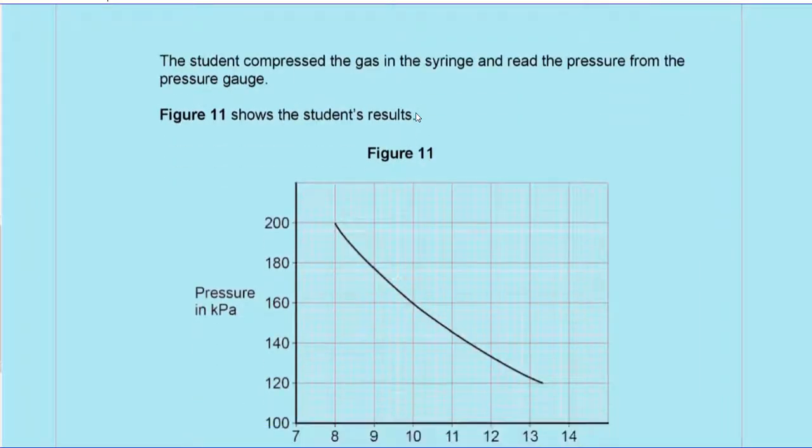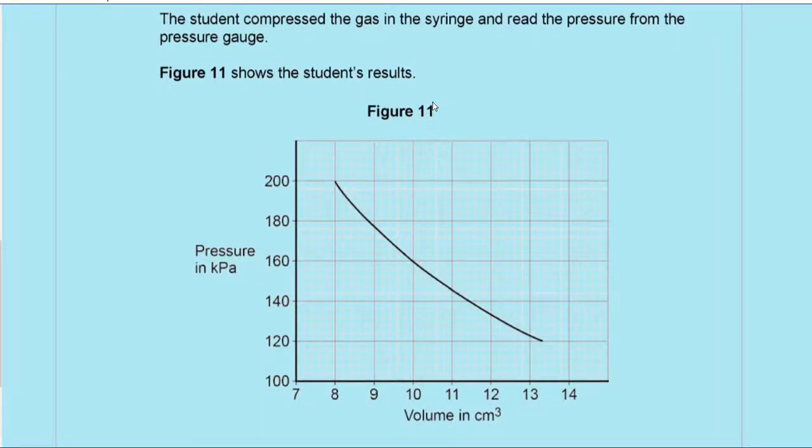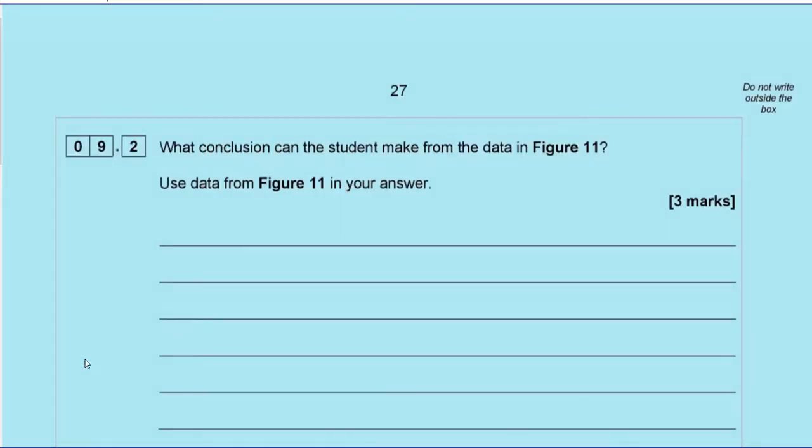Okay, so the student compressed the gas in the syringe, read off the pressure, recorded the volume, and these are the results that they obtained. Okay, now the next part of the question wants us to make a conclusion from looking at that graph. Okay, so let's go back and have another look at that graph.